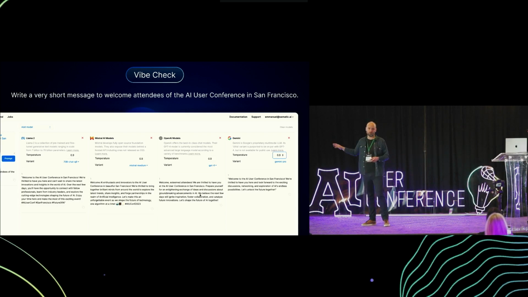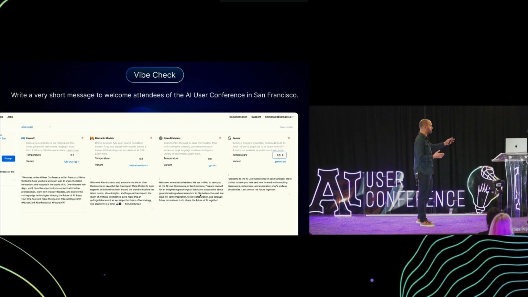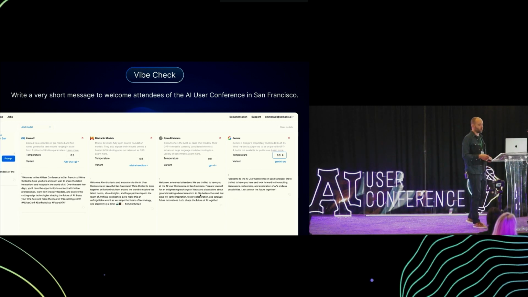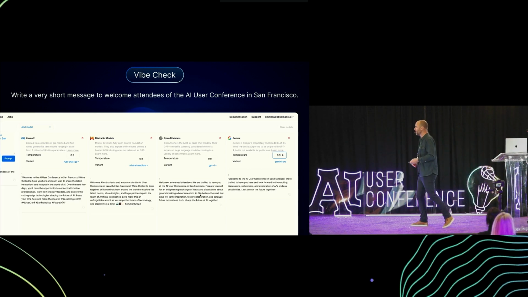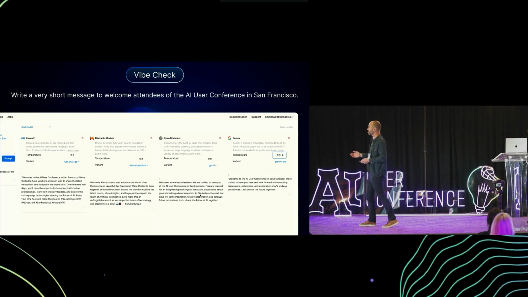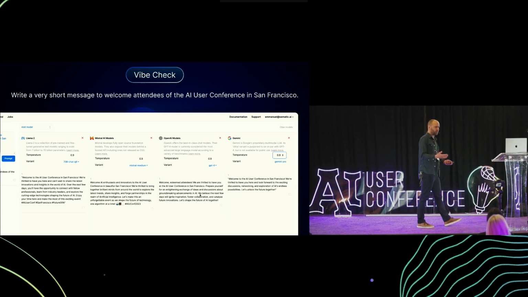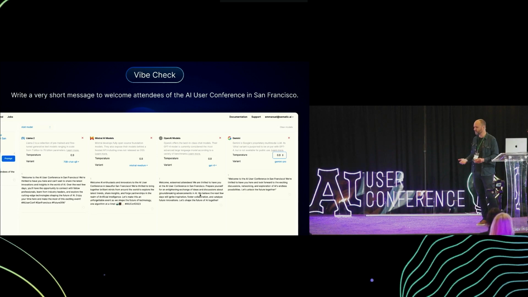You can put together a number of models, some open source ones, some proprietary ones, and you can prompt those models at once and see how they perform. In this case, I asked those models to write a very short message to welcome attendees to the AI user conference in San Francisco. And as you can see, all the models return some reasonable outputs. Okay, that gives me a vibe check. Those models are reasonable, they're coherent, they can speak English correctly.